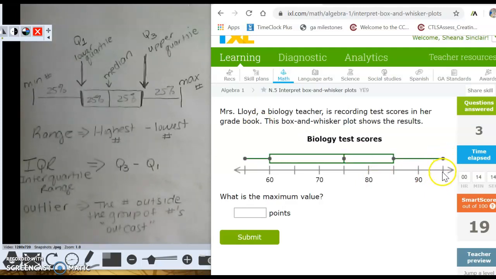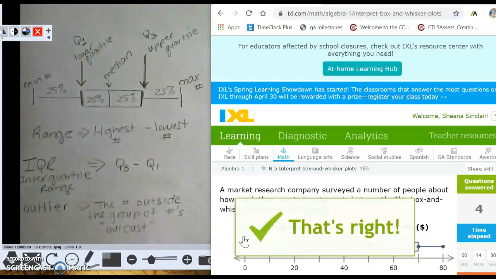So for this particular number, again, we have to check the scale to see what they're counting by, and it seems as if they're counting by 5s: 55, 60, 65, 70, 75, 80, 85, 90. So the correct answer would be 95 points. Great.